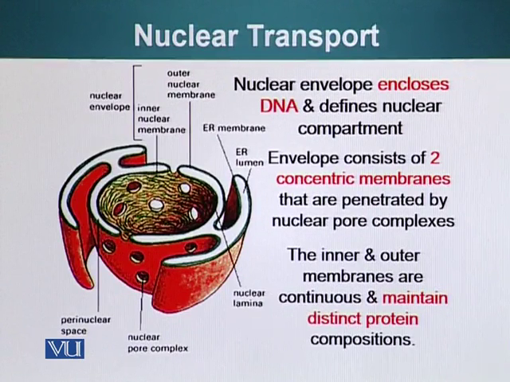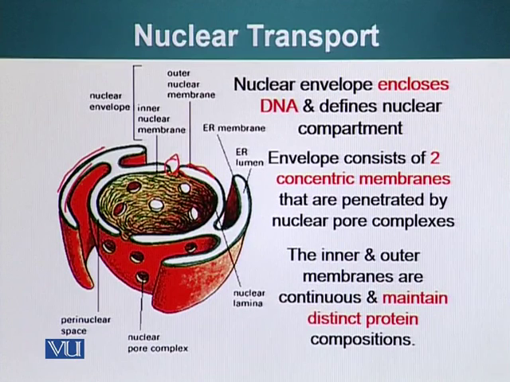The nuclear envelope encloses DNA and defines the nuclear compartment. The envelope consists of two concentric membranes, which you can see in this diagram. The nucleus is a double membrane organelle, and they're penetrated, if you will, by these pores. Through these pores, the transport occurs.